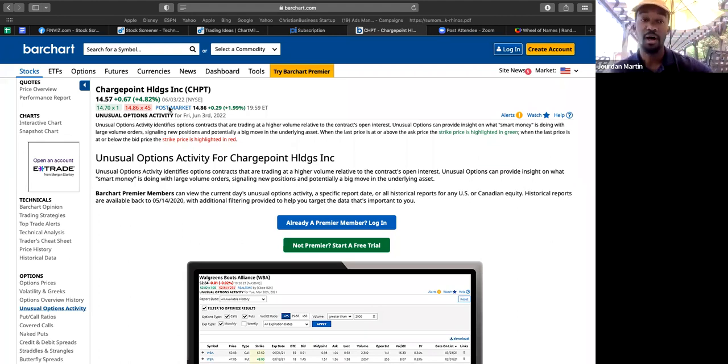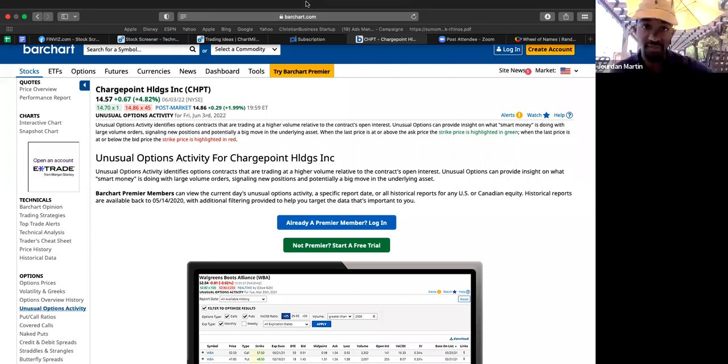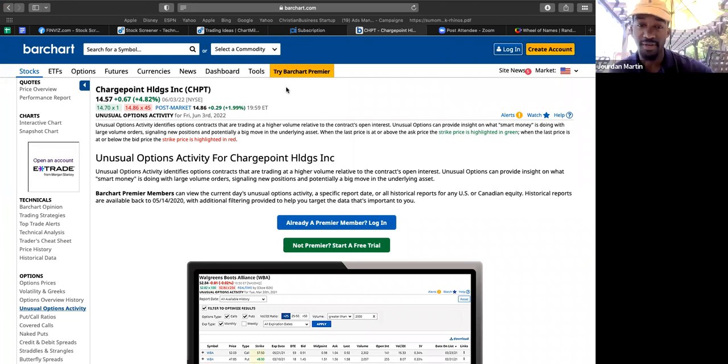So if you upgrade on Flow Algo or Cheddar Flow or whatever other flow websites there are that show you options flow, you'll see the buys and the sells coming through simultaneously as they get put in and executed. You can use Barchart instead of an options flow platform. So that's what I was showing you, bro.